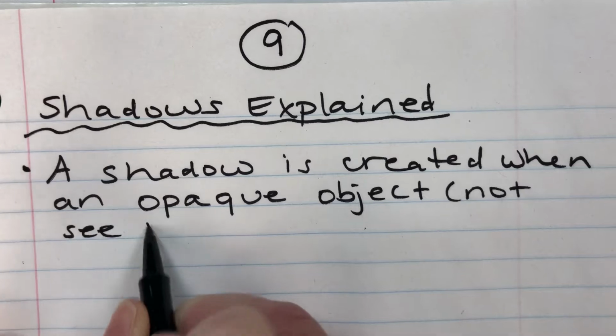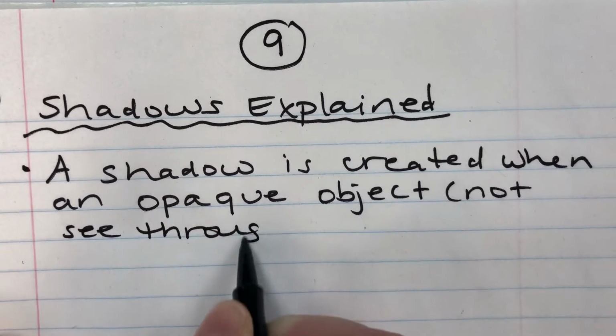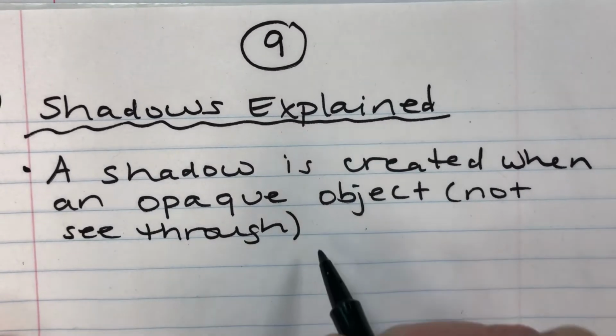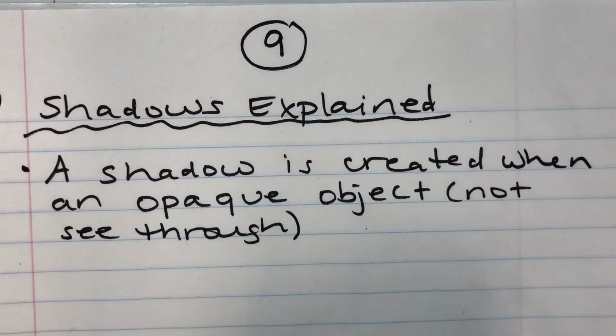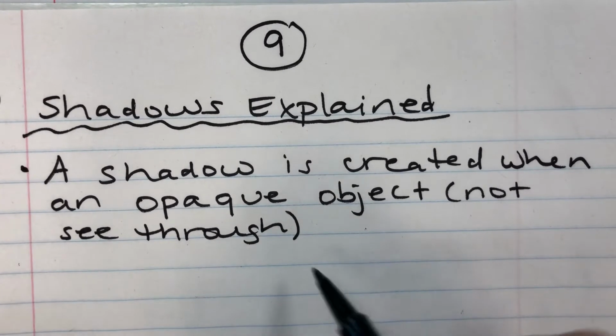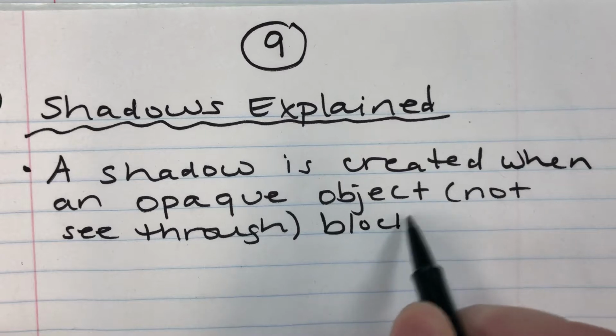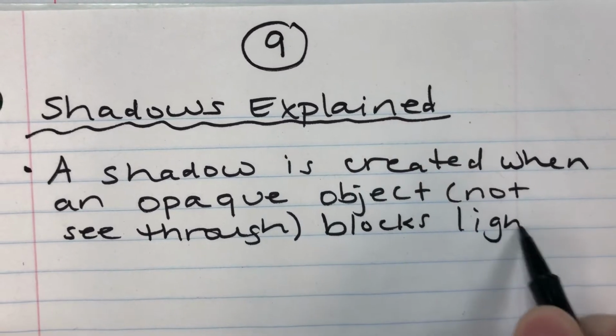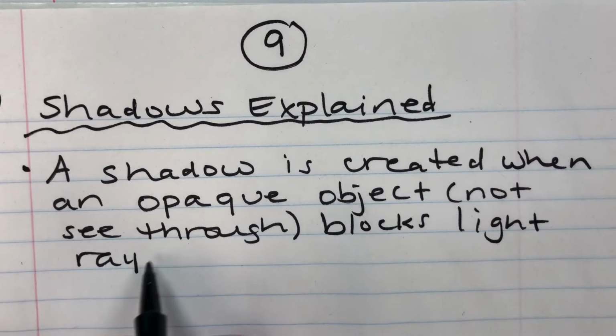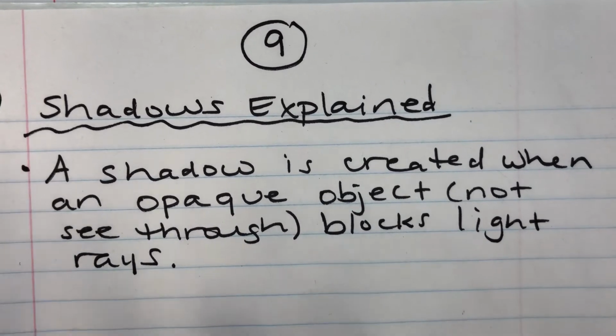I guess that's just the easiest way to look at it. There are more complicated definitions, but that one will work for us. And basically this object, because it's not see-through, the light can't get through it, it blocks light rays. So the light can't get through it, and then you end up seeing the shadow of that object.